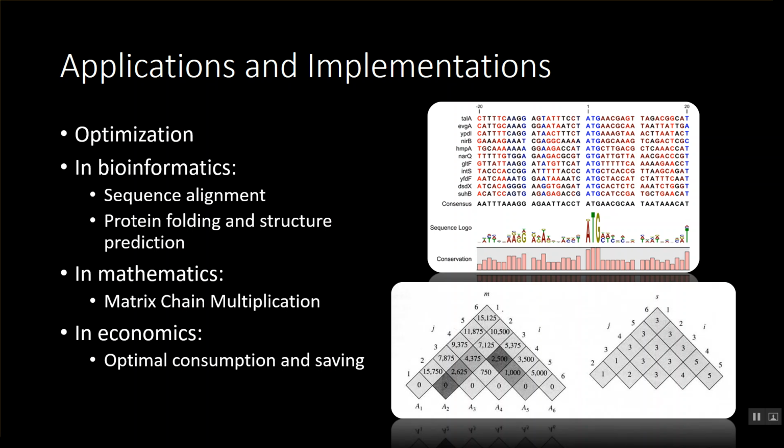Protein folding and structure prediction, also in bioinformatics, uses a similar approach, breaking down into smaller structures and identifying those instead of solving the whole problem altogether. In mathematics, the most important application I would say lies in matrix chain multiplication. If you have a series of matrices, they can be multiplied together in a variety of different ways. However, all these different ways of calculating this matrix chain multiplication have different costs, which is the amount of calculations it takes to achieve the purpose.